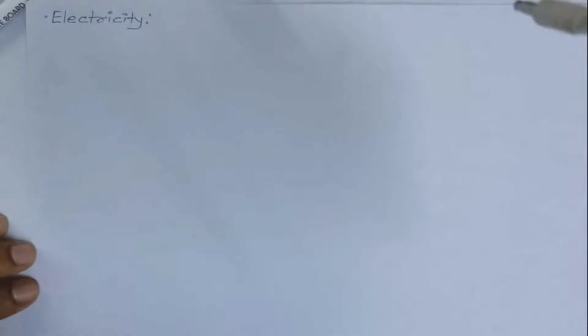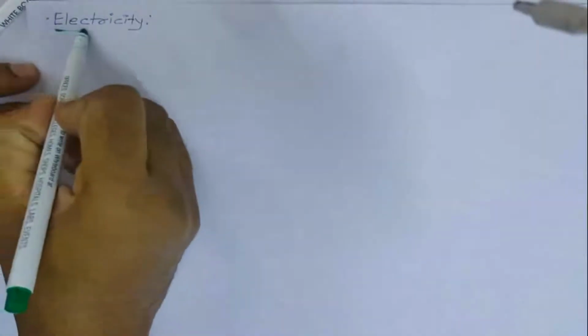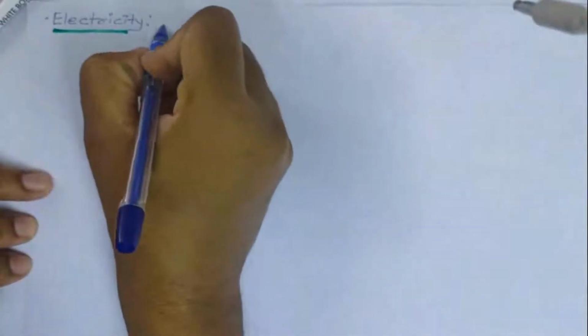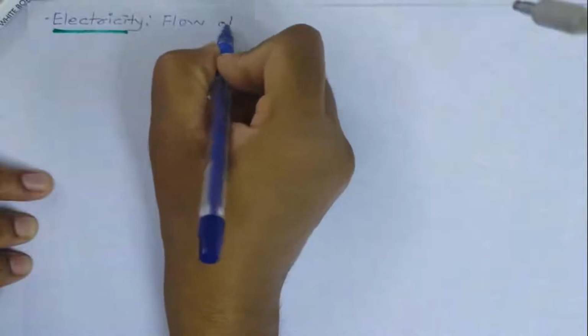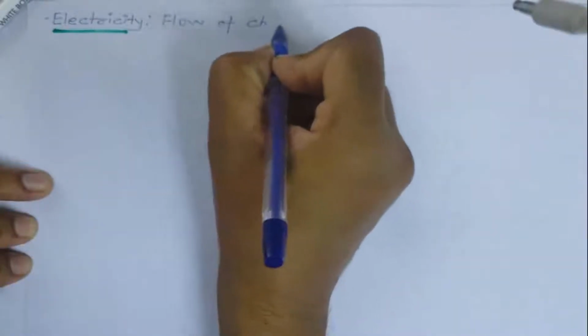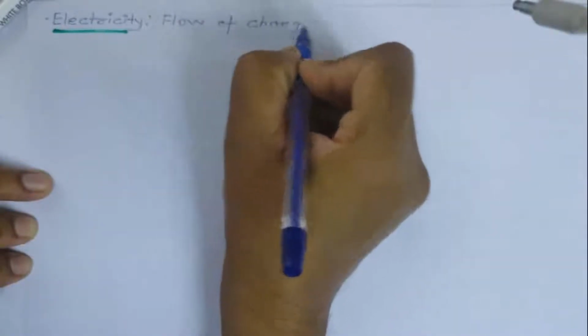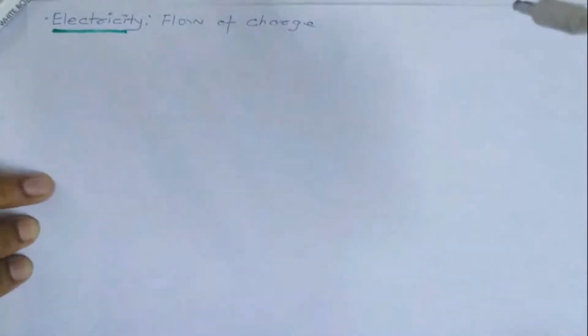Hi guys, so today we're going to discuss electricity. Okay, so what is electricity? Let us try to understand this. Electricity, you can say, is a flow of charge. Flow of charge. Yep, and something more.